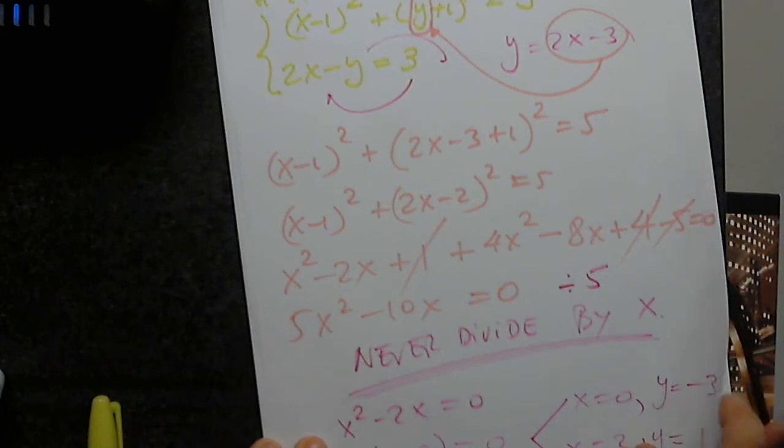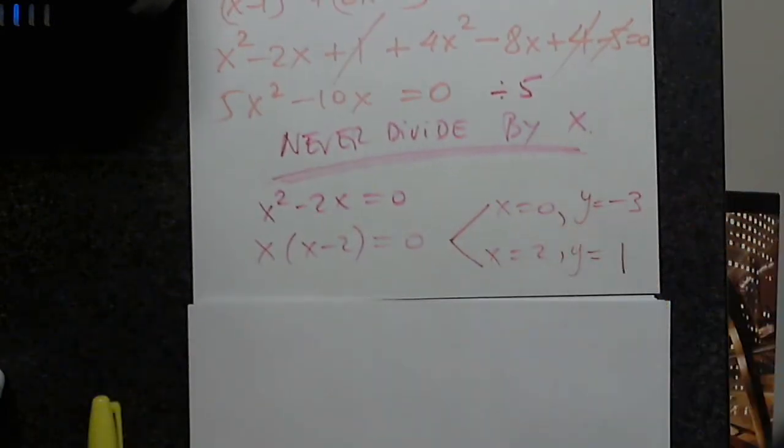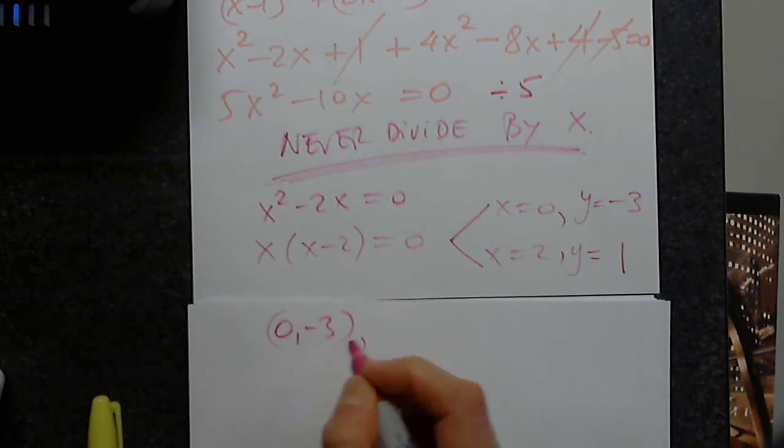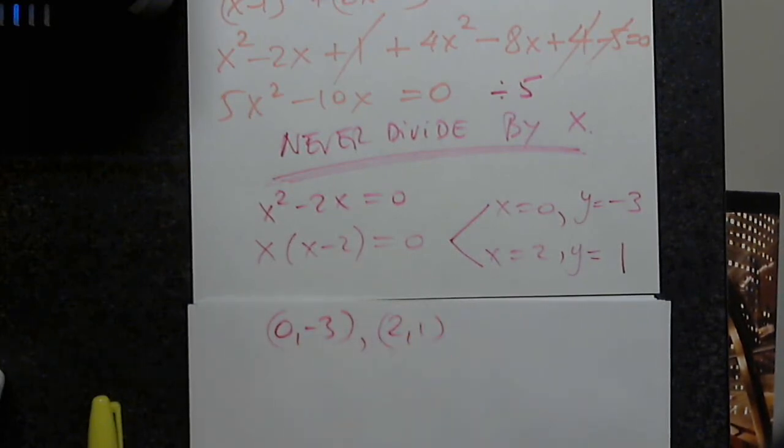So that's why we can never divide by x. There are two solutions, (0, -3) and (2, 1). The first solution would have disappeared if we had divided both sides by x. I'm sorry. Is this clear? Okay, please remember that. Okay, so let's look at a word problem.